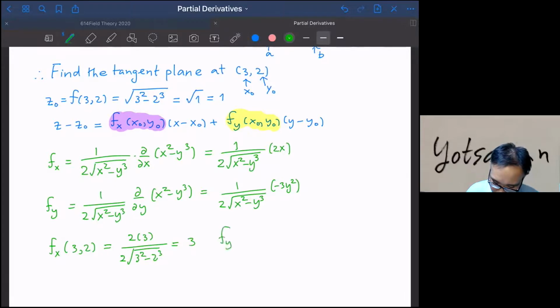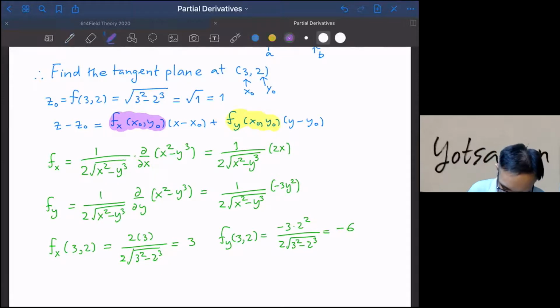And you need fy at (3, 2). So it's going to be negative 3 times y squared, so it's going to be 2 squared over 2 times the square root of 3 squared minus 2 to the third. So in this case, it's going to be negative 6, right? It's negative 6 because I have negative 12 over 2. Okay, so it's going to be just that.